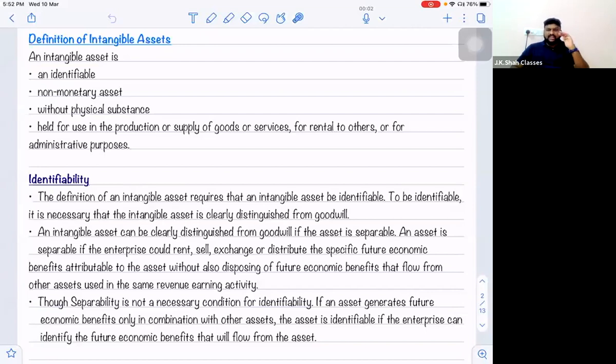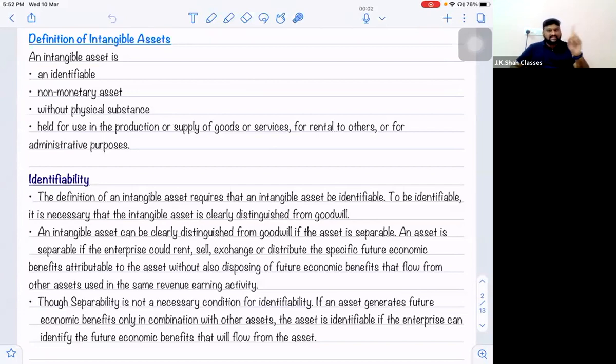The money values cannot be fixed. The values keep on changing. That is called a non-monetary asset. And point number one, an identifiable asset. Identifiable means it can have a separate identification. It can be identified separately as compared to other assets.